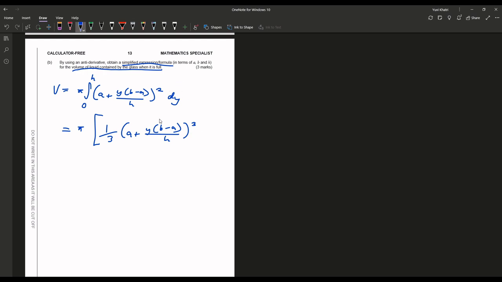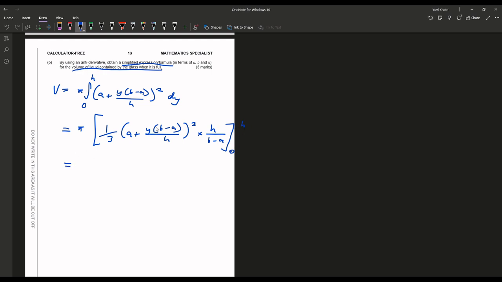And then we're going to divide by the derivative of what's inside the brackets. The derivative of the inside of the brackets is just the derivative of this, because the a just becomes 0. And the derivative of that is going to be b take a over h. And since we're dividing by this, we're actually multiplying by h over b take a. That's the same thing. And that's going to be from 0 to h.